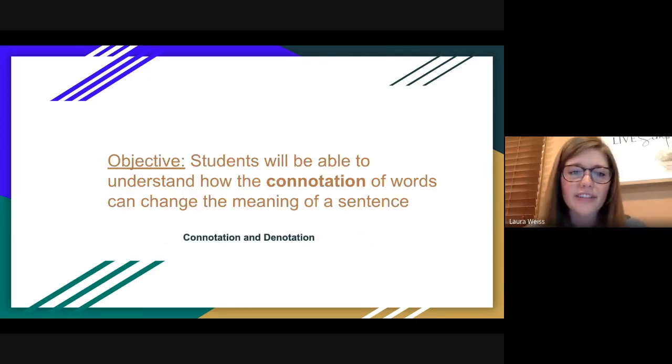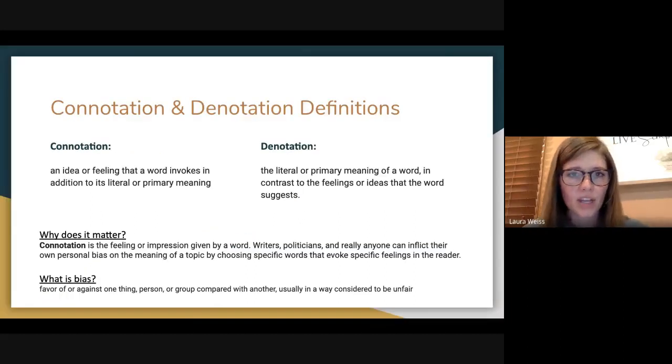But your objective today is to be able to understand how the connotation of a word can change the meaning of a sentence. How the connotation of a word can alter the meaning of a sentence. So you're probably thinking, what does that mean? Okay, well, let's get back to some of the basics here.